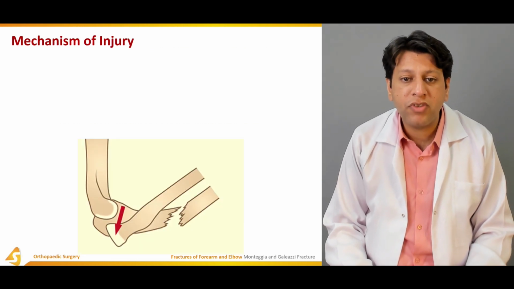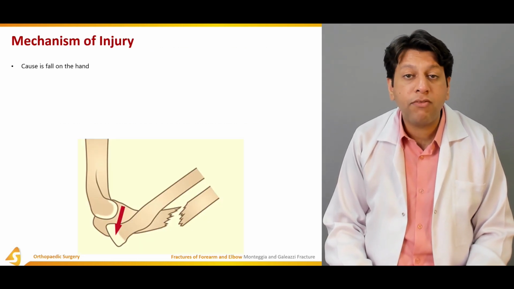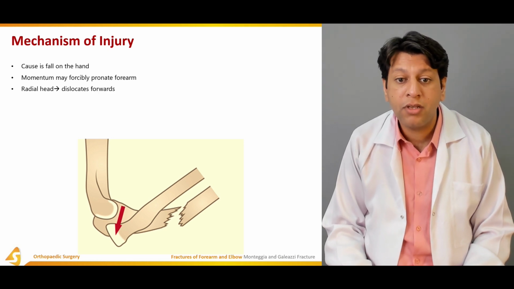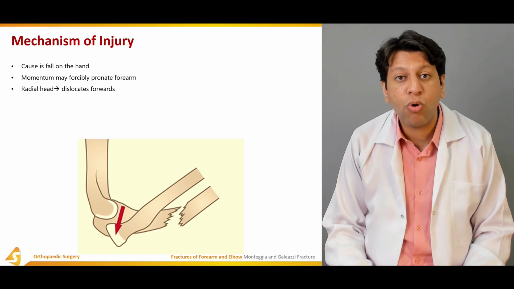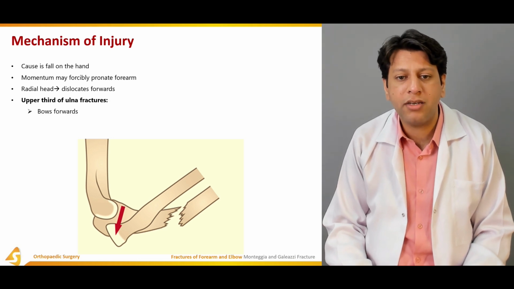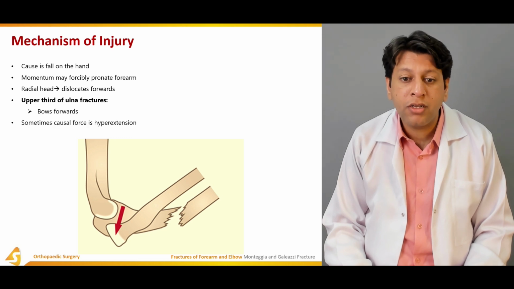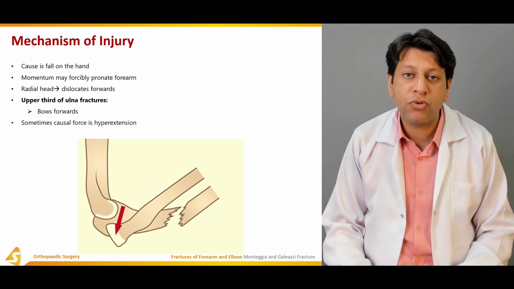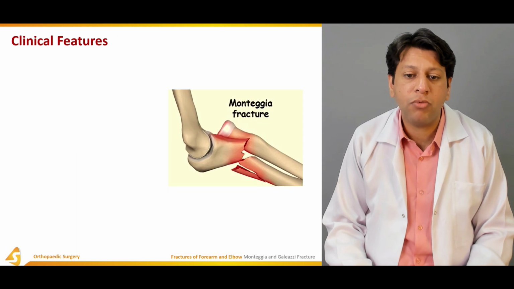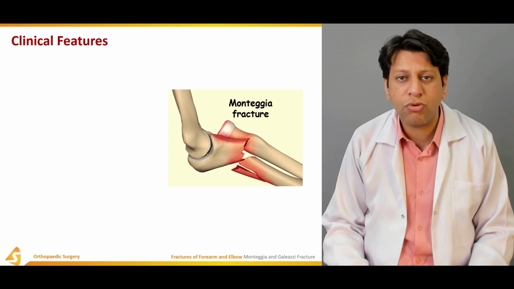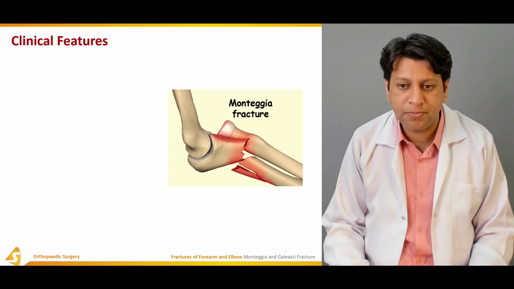Coming to the mechanism of injury, the cause is usually a fall on the outstretched hand. Momentum may sometimes forcibly pronate the arm. The radial head usually dislocates forward. That is why most commonly it is the anterior one. The upper third of the ulna fractures and bows forward. Sometimes this force causes hyperextension at the elbow, which leads to this kind of Monteggia fracture with anterior dislocation of the radial head.